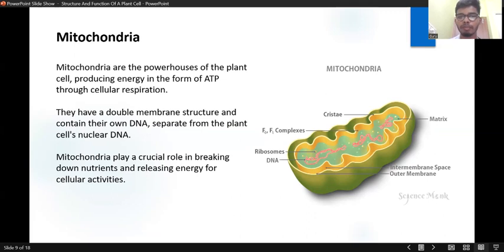The mitochondria play a crucial role in breaking down nutrients and releasing energy for different cellular activities. So the mitochondria play a major role in the plant cell in energy production, producing the power for all the cells. That is the main function of the mitochondria.